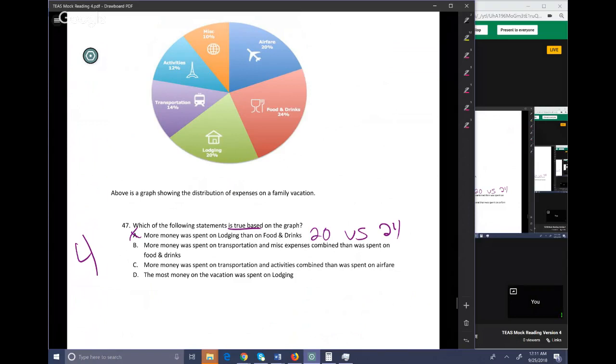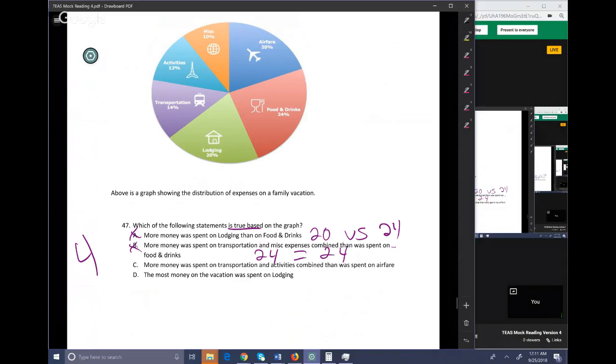B says more money was spent on transportation and miscellaneous expenses. The two of those combined to 24. So more money was spent on them combined than food and drinks. That's actually equal to each other. So you can't say more was spent on transportaneous. Transportaneous is a good way to say transportation and miscellaneous. You can't say that more was spent on one because they are literally equal.